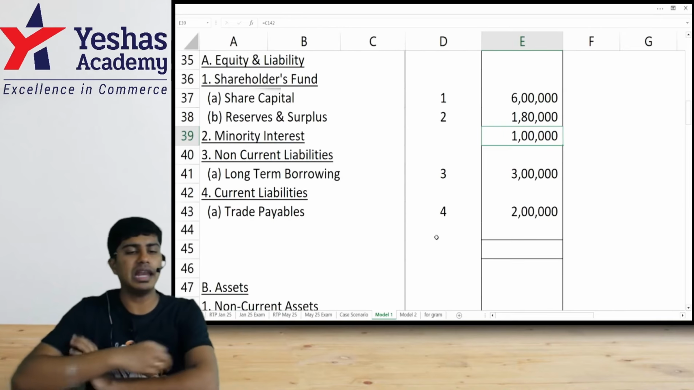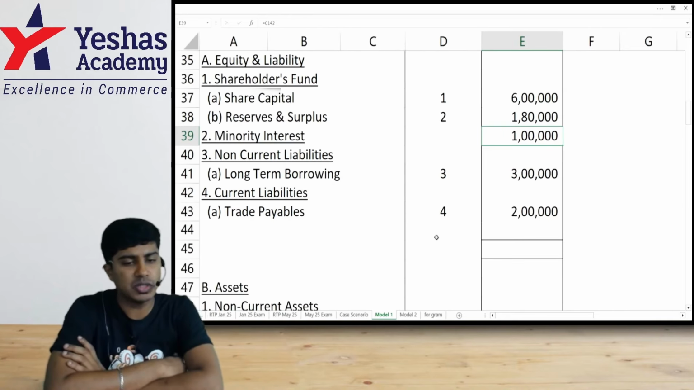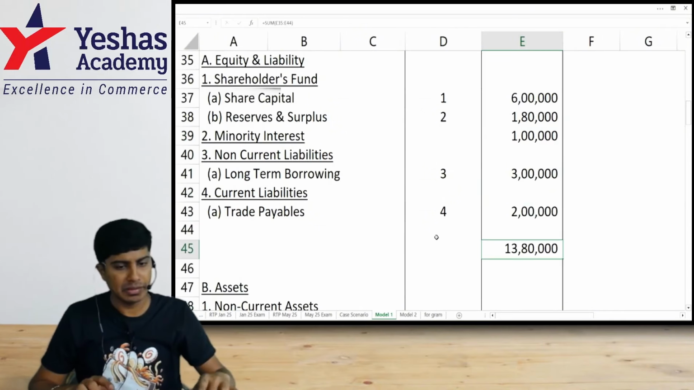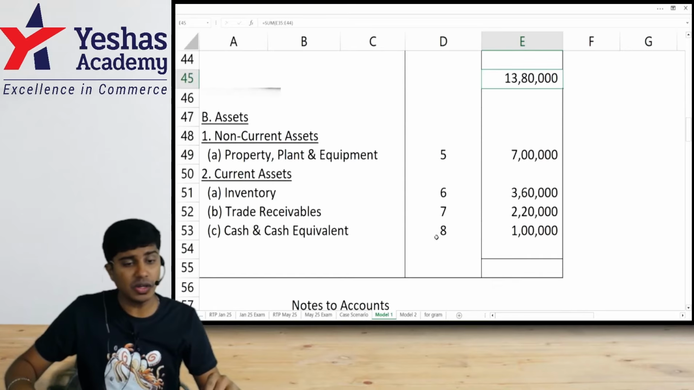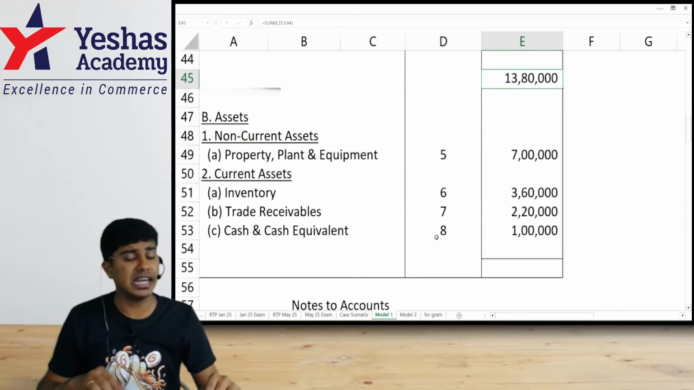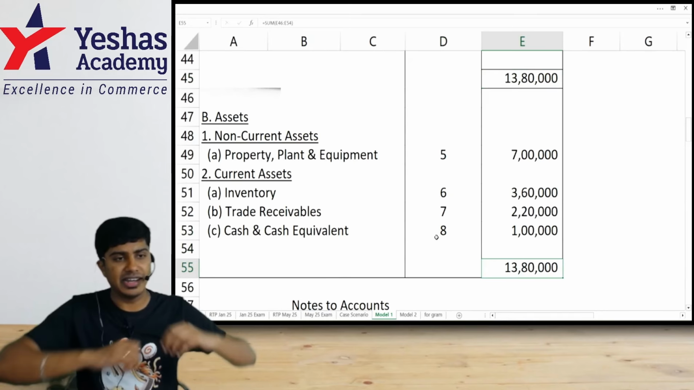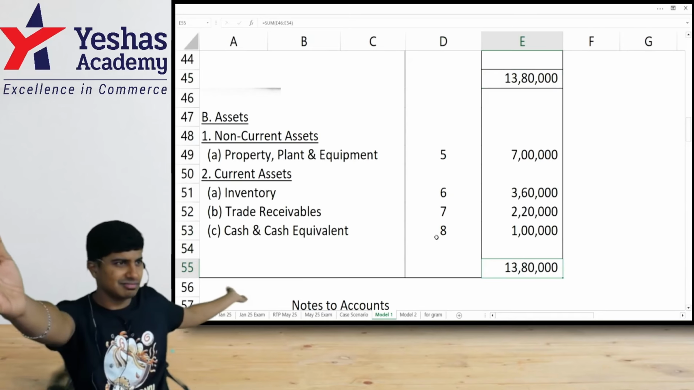Now take the total on the liability side. 6 lakh plus 1 lakh 80 plus 1 lakh plus 3 lakh plus 2 lakh. 13 lakh 80. Check it out on the asset side. 7 lakh plus 3 lakh 60 plus 2 lakh 20 plus 1 lakh. 13 lakh 80. Ta-da!